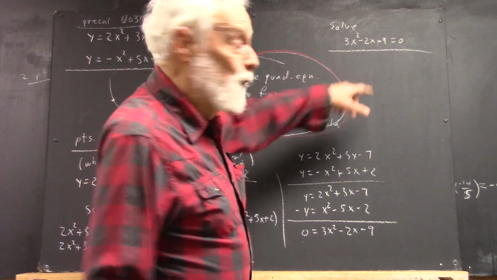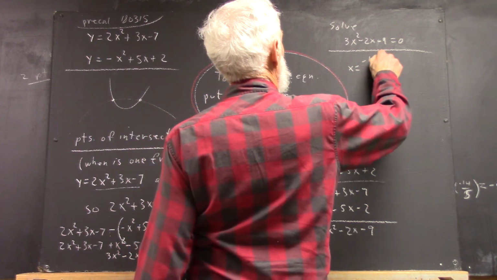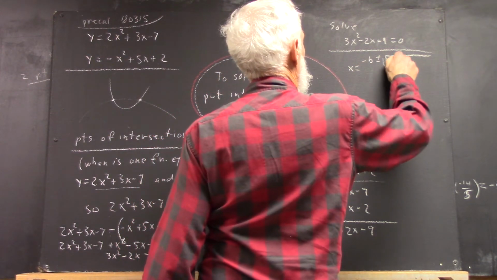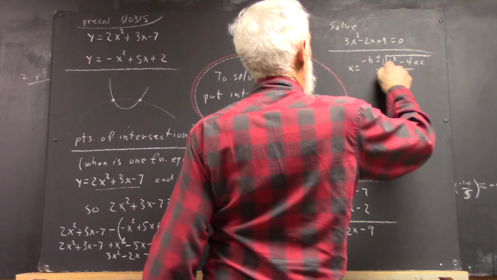Okay, so we have what? x equals negative b plus or minus the square root of b squared minus 4ac, all divided by 2a.